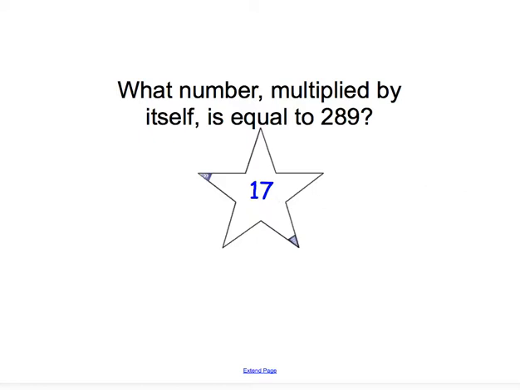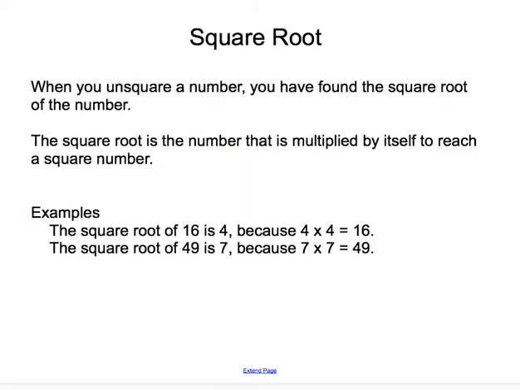Let's talk about what a square root is. Now, this is the page that you should put in your notebook for notes. Okay, our topic is square root, so put that at the top and copy down these notes. When you unsquare a number, you have found the square root of the number. The square root is the number that is multiplied by itself to reach a square number.